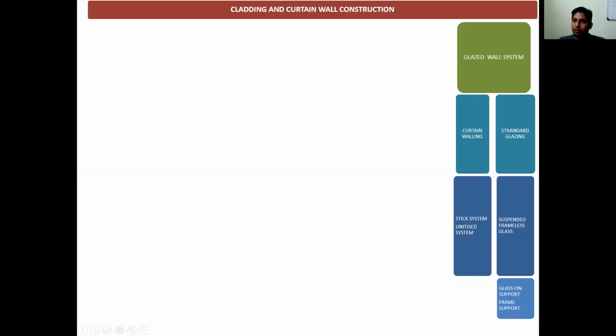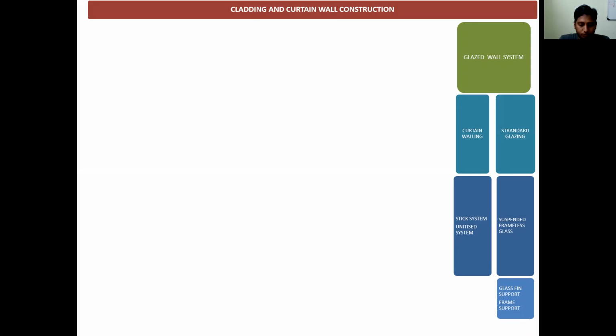Now the next topic, that is glaze wall system. So, things incorporated in a glaze wall system is the curtain walling, standard glazing, stick system, unitized system, suspended frameless glass system, glass fin support, and the frame support. So this topic is not only an important topic in terms of academic purpose. This is the most adequate, most accepted system and most popular in a contemporary system.